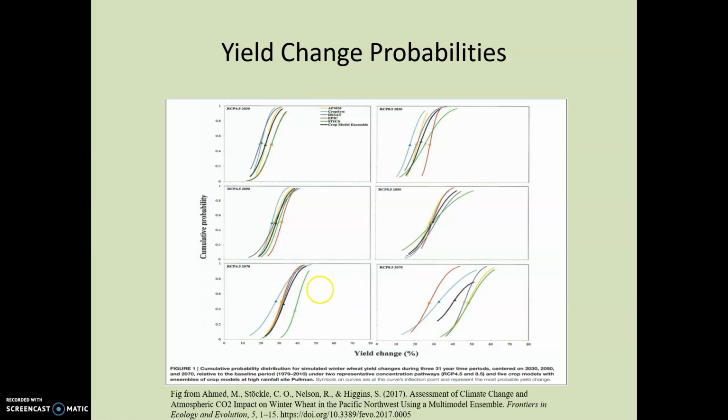This was a good visual showing the cumulative probability of yield change. On the x-axis here, we have yield change percentage, and then the probability on the y-axis. So the higher the yield change percentage, the probability changes as well. This was winter wheat during 3 31-year time periods with 2 different RCP scenarios. It's a little hard to see. It's a little tiny. I'm sorry.